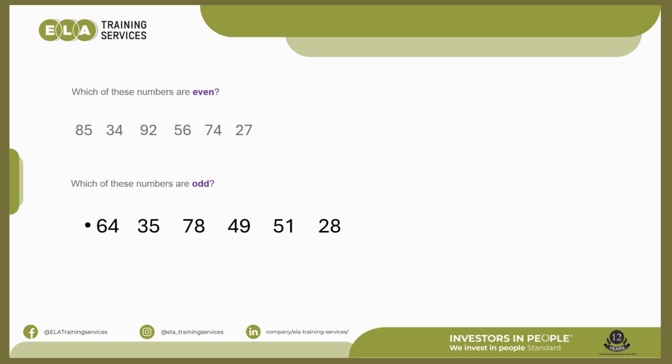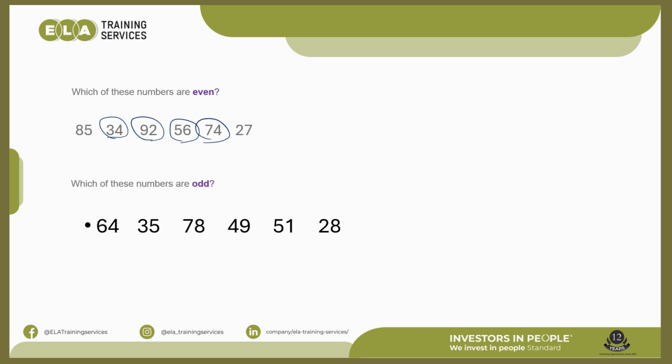Each of those numbers in the top columns are even: 85, 34, 92, 56, 74 and 27. Even, remember, must end in 2, 4, 6, 8 or 0. So 34, 92, 56 and 74 all end in 2, 4, 6, 8 or 0, making them even numbers.